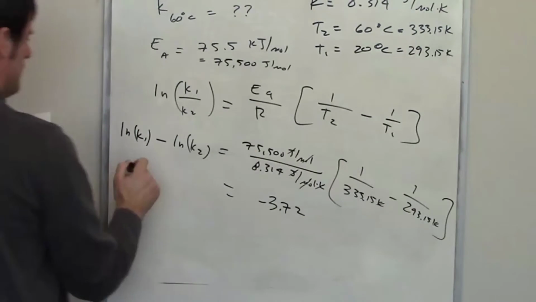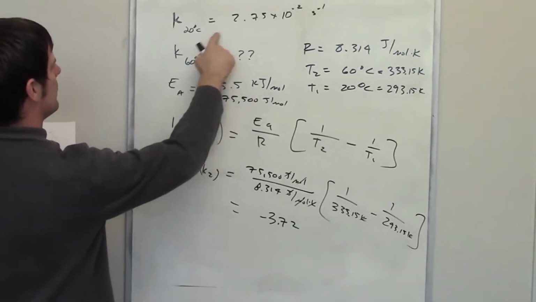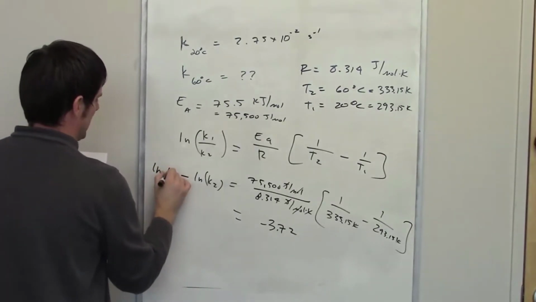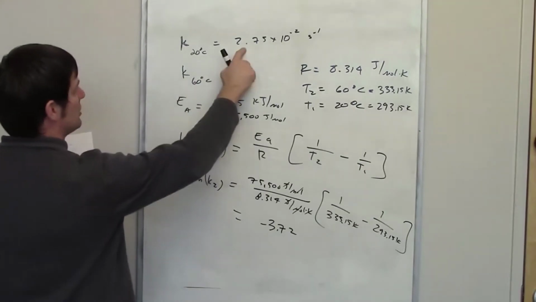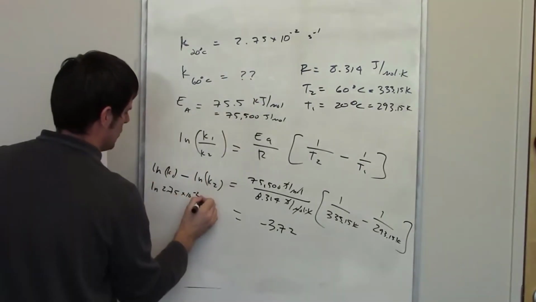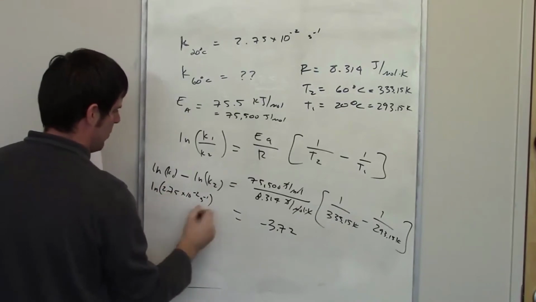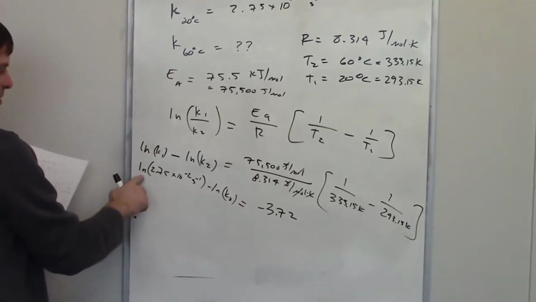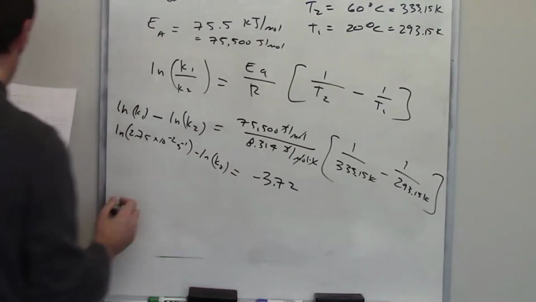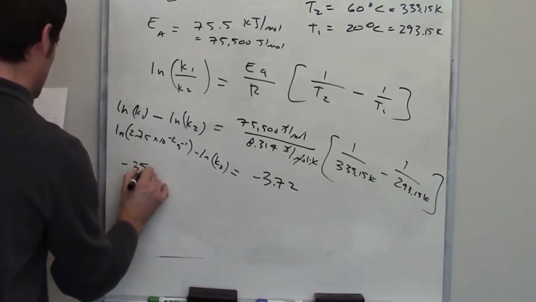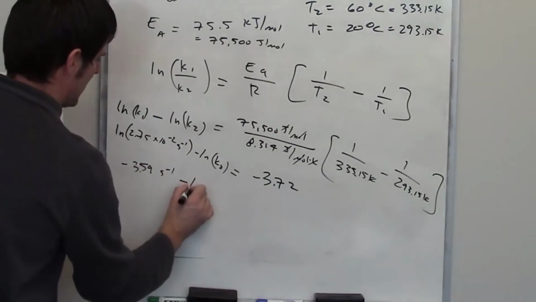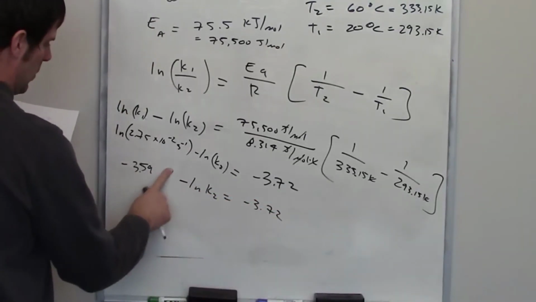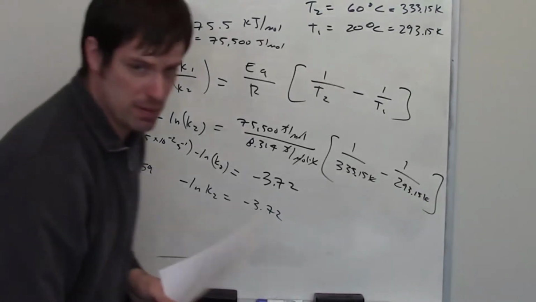If I throw in the ln of K1, I'll just keep this as ln of K1. K1 is 2.75 times 10 to the negative 2 inverse seconds. So I've got the ln of K1 minus the ln of K2, and K2 is the mystery thing, right? I throw this into my calculator, and I end up getting negative 3.59 inverse seconds, minus the ln of K2 equals negative 3.72. I think it's assumed that we're going to ignore the units on this one. Maybe that's a questionable behavior, but I'm okay with it.